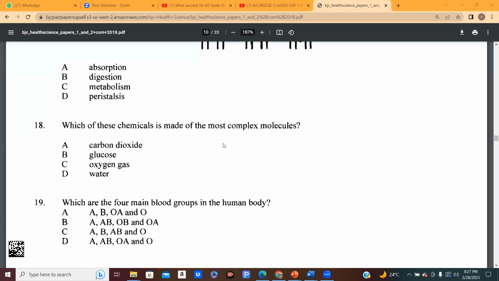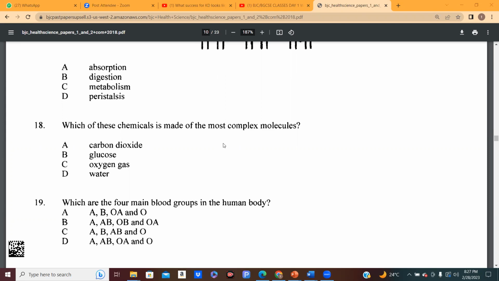Which of these chemicals is the most complex? So it's made up of the most complex molecules. Is it A, carbon dioxide, B, glucose, C, oxygen gas, or D, water? B, glucose. Yes, glucose is made up of the most. Glucose is C6H12O6.